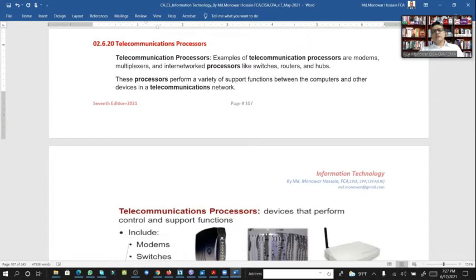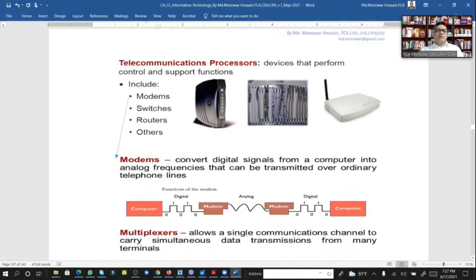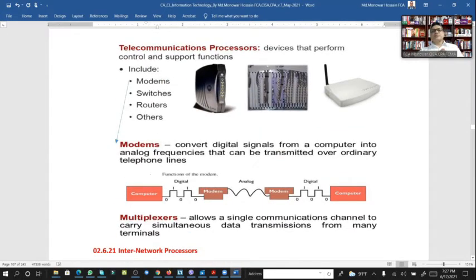Telecommunication processors. Examples of telecommunication processors are modems, multiplexers, and internetwork processors like switch, router, and hub. These processors perform a variety of support functions between the computers and other devices of a telecommunication network. So telecommunication processors, we can say, are modem, switch, router, etc.